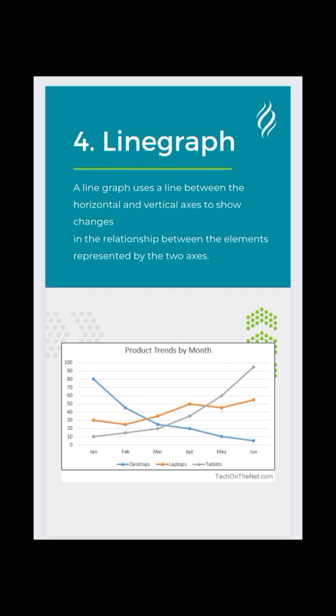Next up is line graph. A line graph uses a line between the horizontal and vertical axes to show changes in the relationship between the elements represented by the two axes. Here, we can see there are not just two axes, but three lines, each color describing product trends by month.